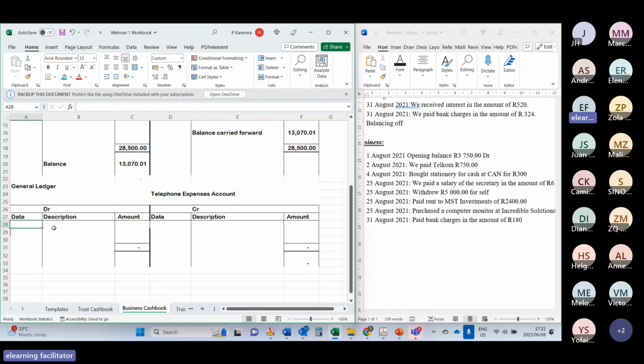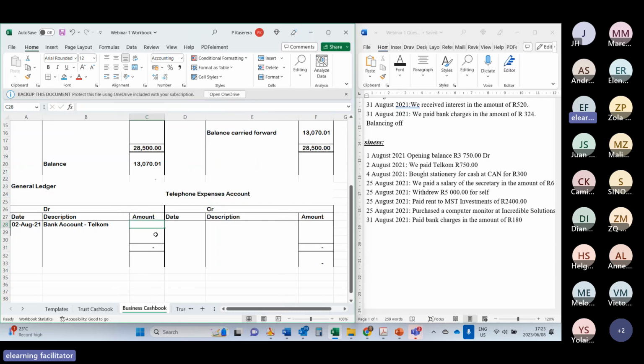So we record our date, 2 August 2021, and then it's from our bank account, and it's Telkom. We could have, say, Vodacom or MTN, all those are telephone expenses. So this is how we record it.